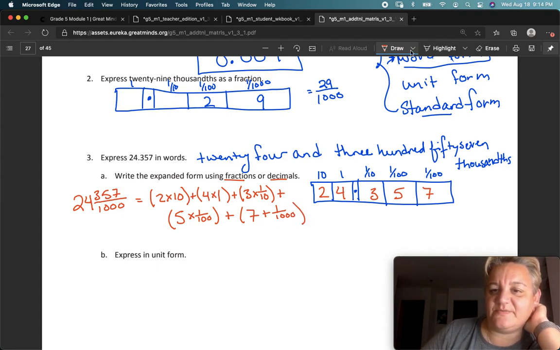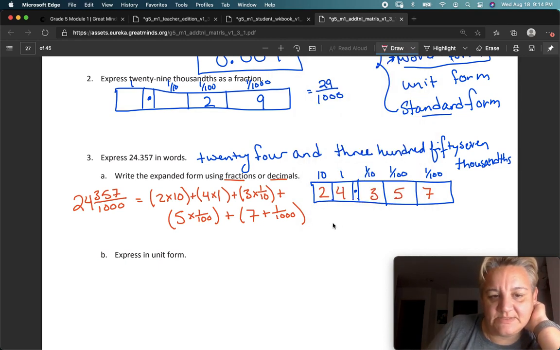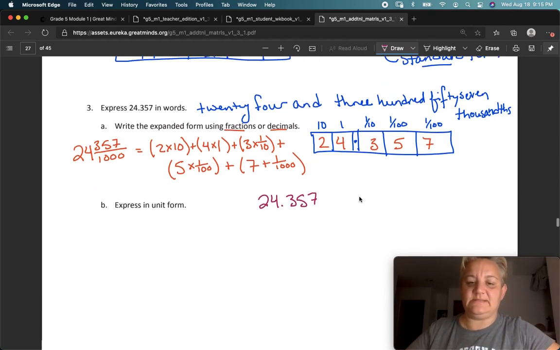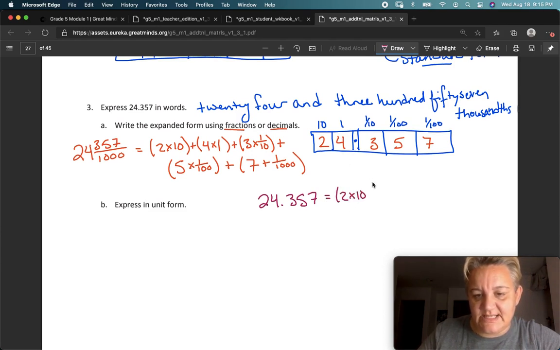Now I'm going to do expanded form for decimals. Let's see, pink, I guess. So that would be 24 and 357 thousandths. And instead of writing fractions, I'm going to write decimals. So that starts the same, because 2 is in the 10s spot, and 4 is in the 1 spot. Then 3 is in the tenths spot. So 3 times 1/10. Then 5 times 1/100th.